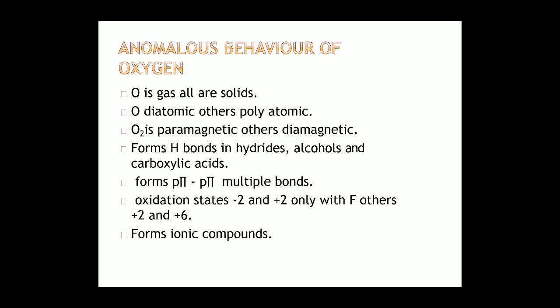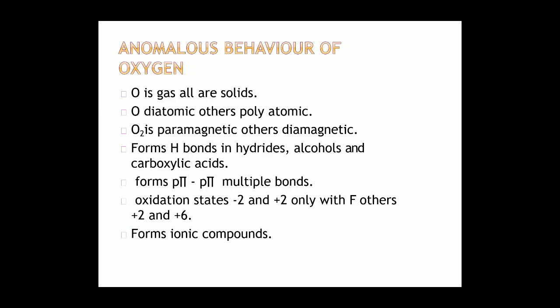Anomalous behavior of oxygen. What different properties is oxygen showing in its group? Oxygen is a gas, all others are solids. First point, we all know oxygen is an important gas for living beings and it is available in gas form only. Second, oxygen is diatomic, others are polyatomic. Oxygen, what is the molecular formula? O2. And the rest of the elements of this group are polyatomic. O2 is paramagnetic, others are diamagnetic.